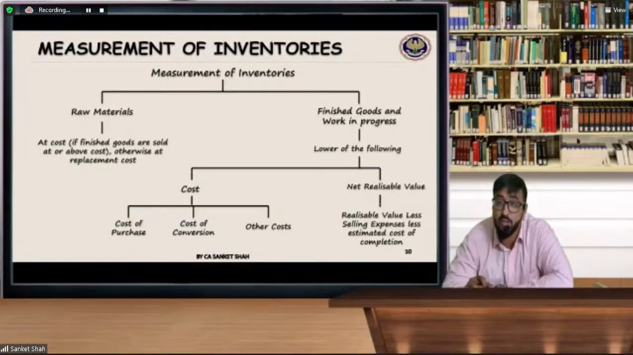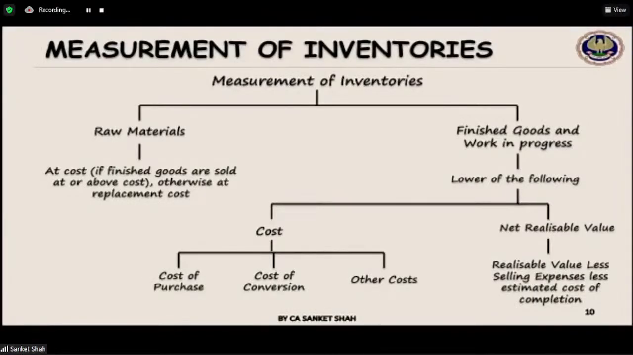Now, estimated cost of completion is what? That we are going to see it in example number 1. So this chart is very, very important. This replacement cost, I'm going to explain it, but wait for some time. You do not have any question based on this replacement cost, but might be in exam you may get the question. So that closing stock, this chart is very, very important. Measurement of inventory.